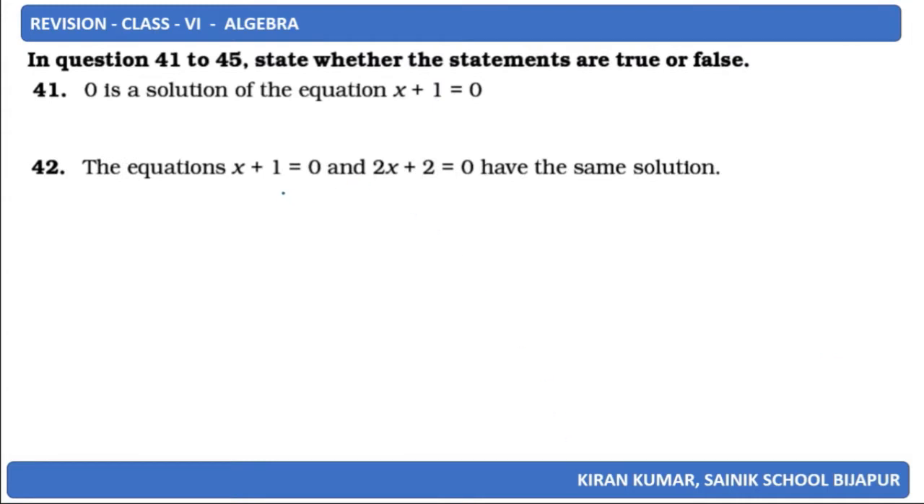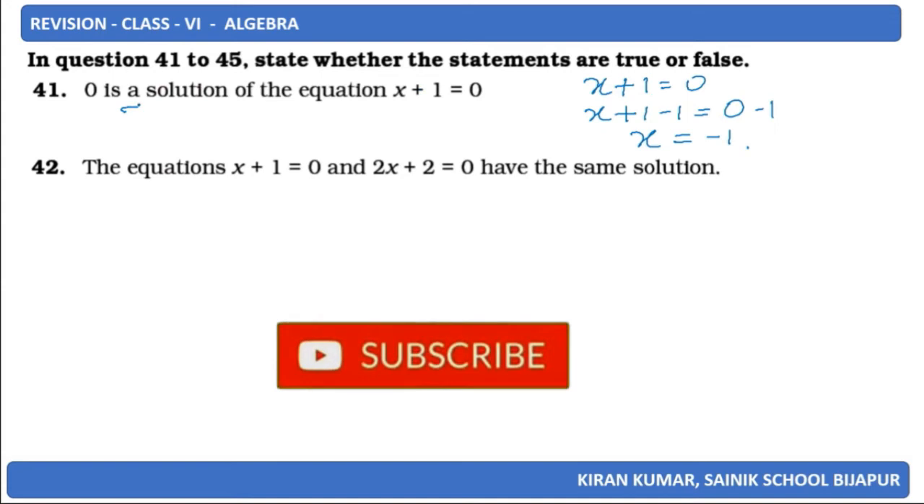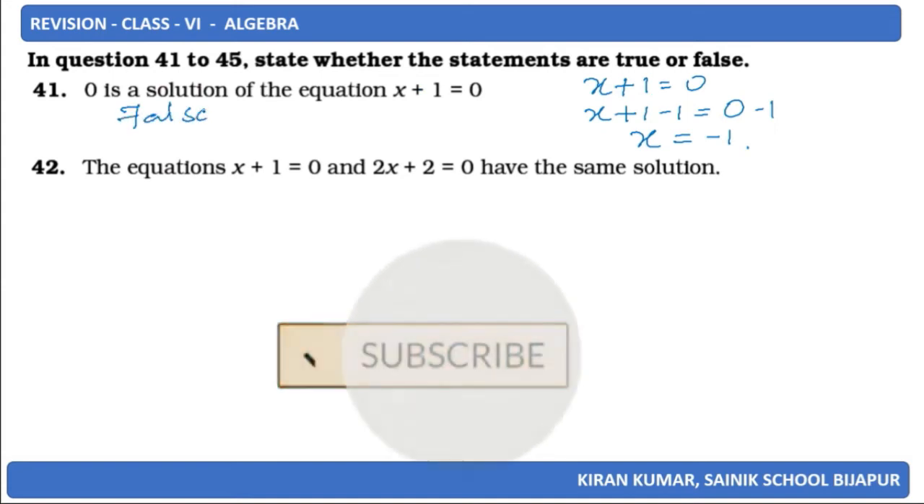0 is a solution of the equation x plus 1 is equal to 0. When I take the equation x plus 1 is equal to 0, if I subtract 1 from both the sides, I'll be getting x value as negative 1. So the given statement is a false statement.